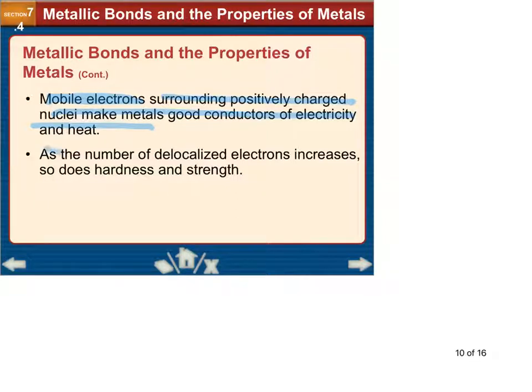The number of free or delocalized electrons affects the hardness and strength. More electrons, more hardness, more strength. Fewer electrons, less.